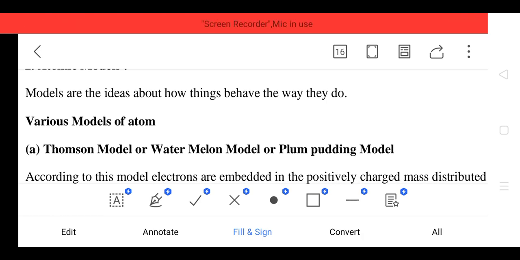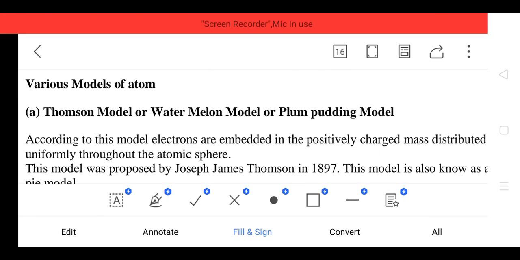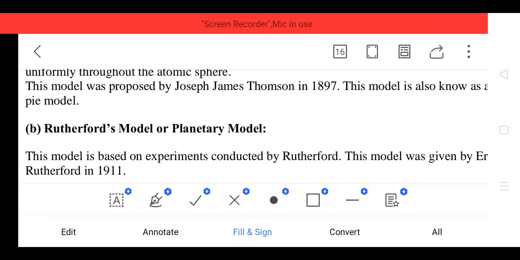Secondly, the atomic models. So there are various atomic models to explain the structure of atom. First and foremost, the model we are going to study is the Thomson model, also called the watermelon model or the plum pudding model. According to this model, electrons are embedded in a positively charged mass, which is distributed uniformly through the atomic sphere. This model was proposed by Joseph James Thomson in the year 1897, and it is also called the apple pie model.